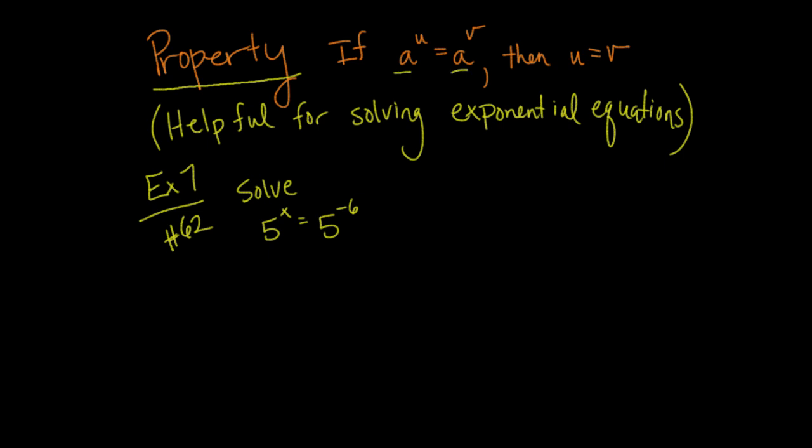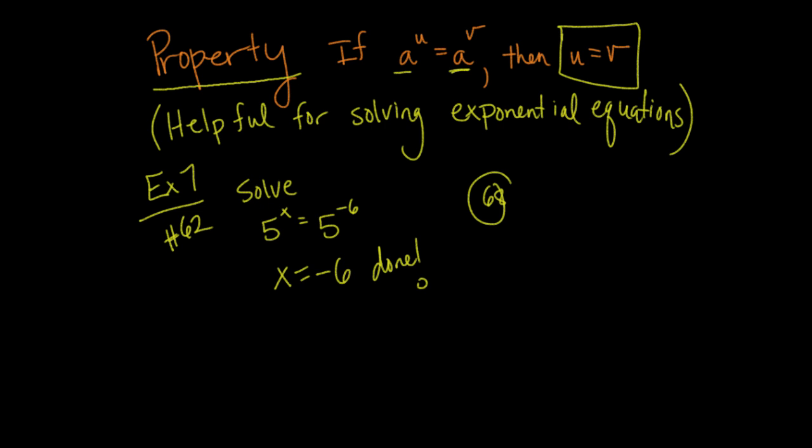See how the bases are the same. If a is raised to the u power on this side and a is raised to the v power on the right-hand side, then it's apparent that their exponents should be equal, right? U equals v. So a simple equation, number 62: 5 to the x is equal to 5 to the negative 6. What can we say? Well, then x should equal negative 6. Done! I solved that.